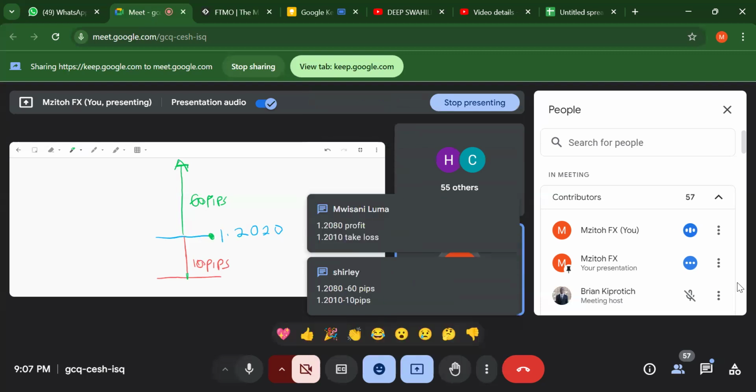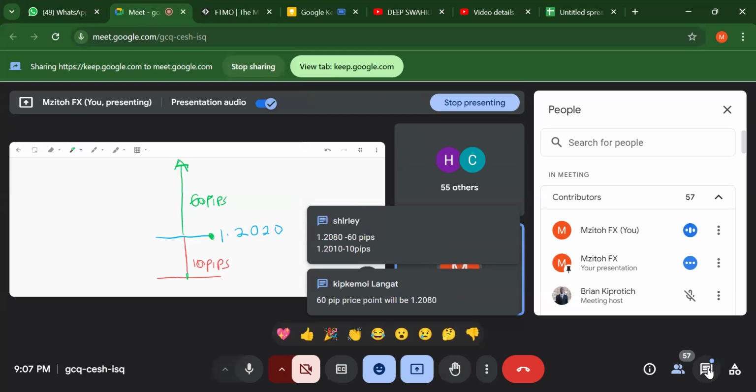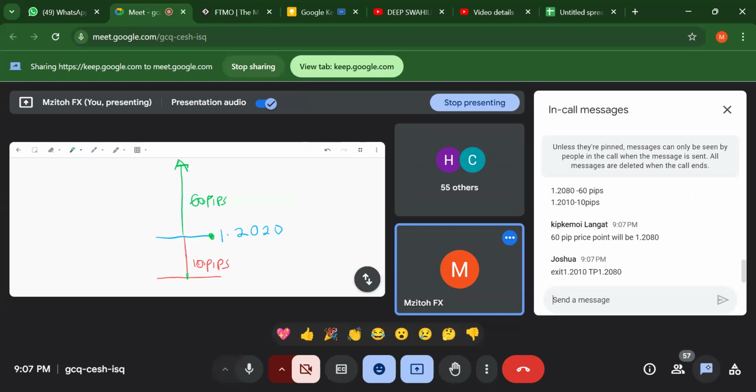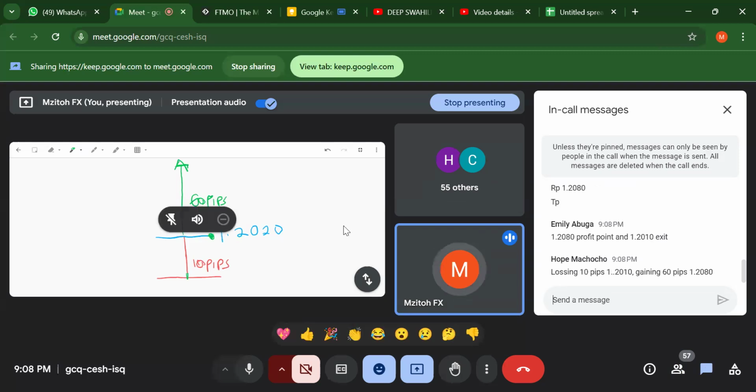There are people here who are doing it correctly, and I commend them for that. Let me see on the chart here. Joshua, the exit will be 1.2010, take profit 1.2080, correct? Tracy, 60 pips, 1.2080, SL 1.2010, correct? MD Kirwa, TP 1.2080. Emilia Buga, 1.2080 profit and SL 1.2010. Majority of us, you got it right, and that is really encouraging.